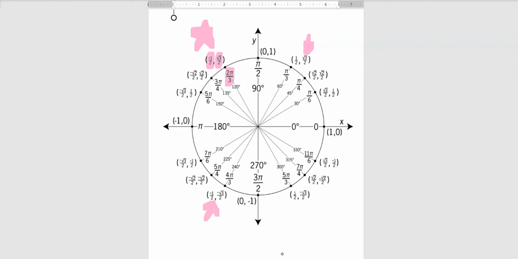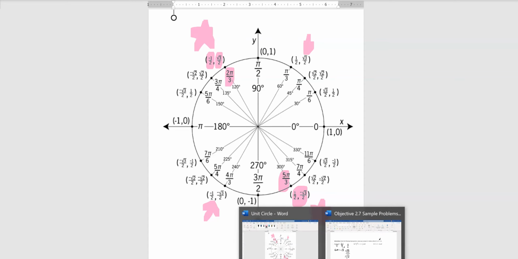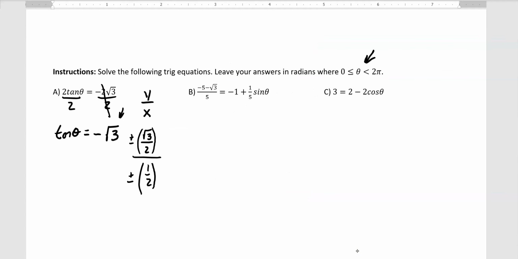Down here, they're both negative, so not what we're looking for. However, we have a positive x and a negative y right there at 5 pi over 3. So that will work for us as well. So 2 pi over 3 and 5 pi over 3 will be our thetas for this one. So theta will equal 2 pi over 3 or 5 pi over 3.